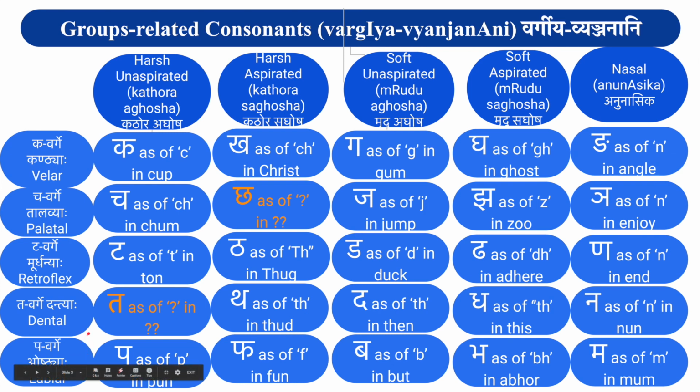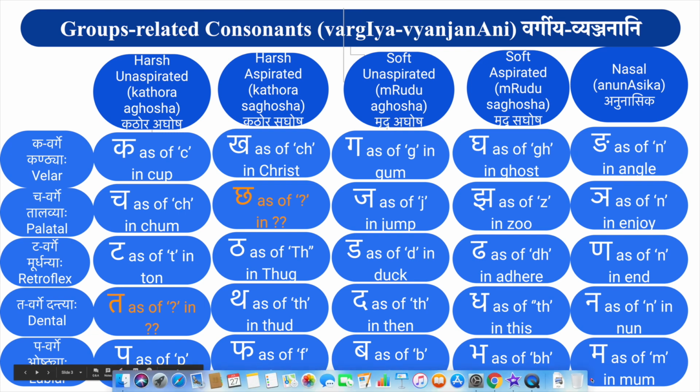Fifth one is pavarga. These Vyanjanas are pronounced from the lips and hence technically they are called the labials. The Sanskrit word is oshtyaha. Pa as of P in pan. Pha as of F in pun. B as of B in but. Bha as of BH in abhor. Ma as of M in mum.